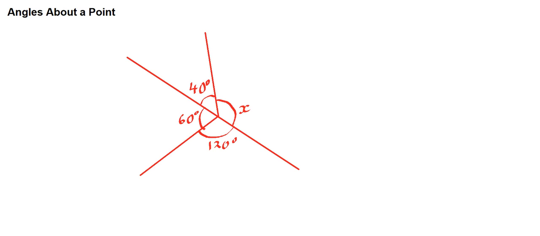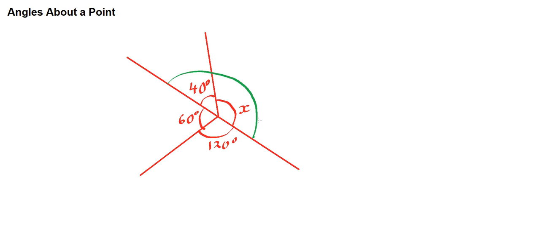So here's another problem with angles about a point. And if we look carefully at this particular question, we might be able to see something that will make the whole thing a bit easier, because this particular line here, that one, is a straight line. And we know that a straight line equals 180.